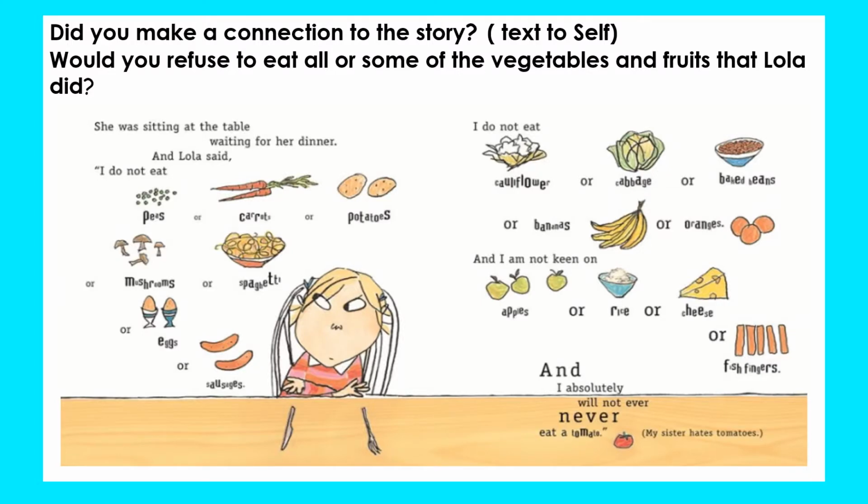Lola was certainly a fussy eater. Did you make a connection with the story, text to self? Would you refuse to eat all or some of the vegetables and fruits that Lola did? Let's face it, she wouldn't eat peas, carrots, potatoes, spaghetti, mushrooms, eggs, sausages, cauliflower, cabbage, baked beans, bananas, oranges, apples, rice, cheese, fish fingers, and absolutely never ever would she ever eat a tomato.